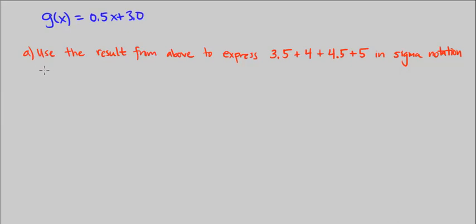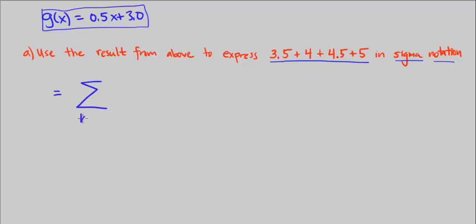Part A. Use the result from above, our function g, to express 3.5 plus 4 plus 4.5 plus 5 in sigma notation. Alright, so again, we can say this is equal to, let's use sigma notation.